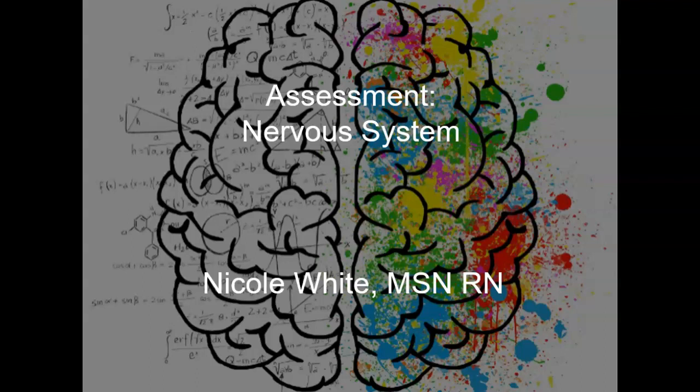First and foremost, the nervous system is divided into two systems: the central nervous system and the peripheral nervous system. The central nervous system consists of the brain, the spinal cord, and cranial nerves 1 and 2. The peripheral nervous system then picks up at cranial nerves 3 to 12, the spinal nerves, and the peripheral autonomic nervous system.